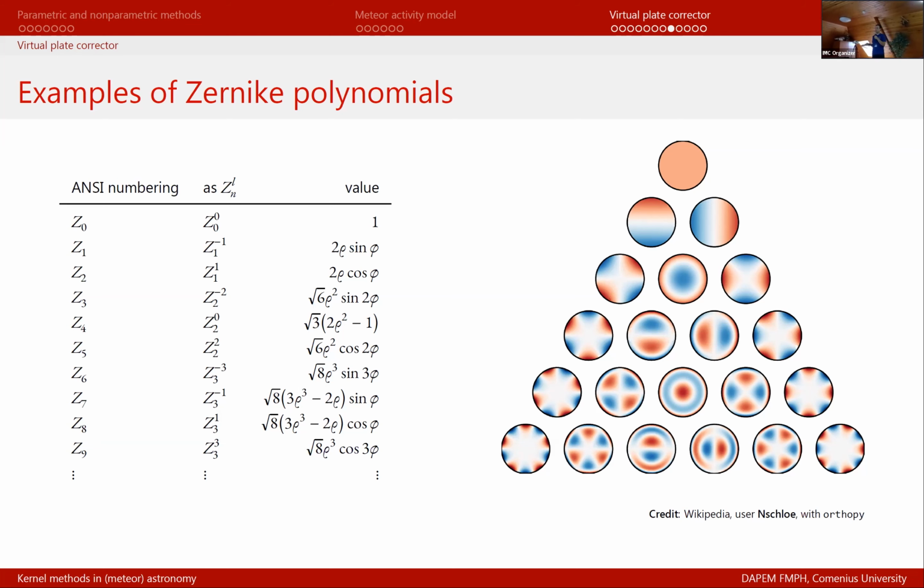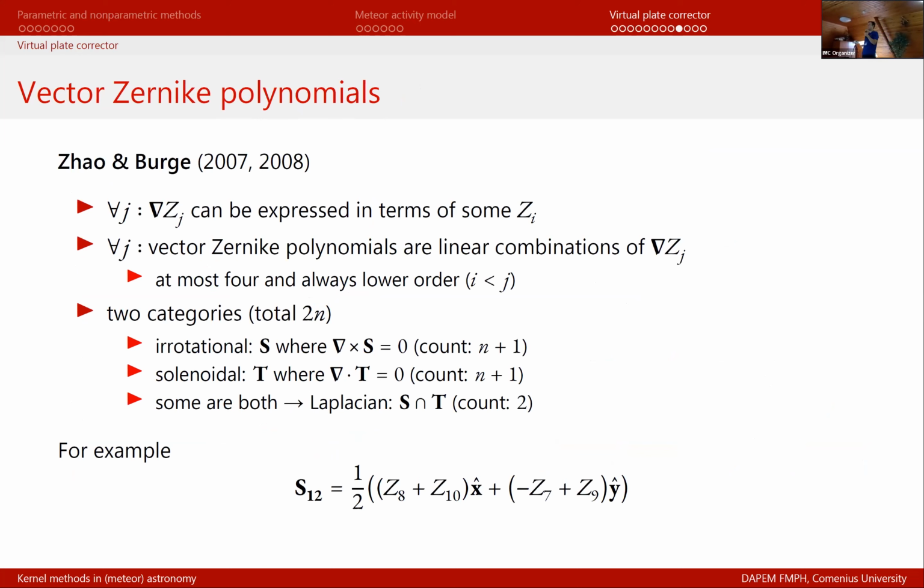So how is this related to what I'm doing? Well, Zhao and Burch have shown that you can also extend these polynomials to vector forms. So you are able to expand any vector function into a set of gradients of Zernike polynomials. And what is again very lucky is that if you take the gradient, it can be expanded in terms of scalar Zernike polynomials. And if you use a linear combination of at most 4 of them, you can put them together and obtain a function that is one of the polynomials.